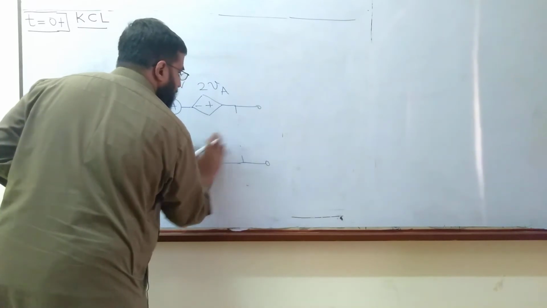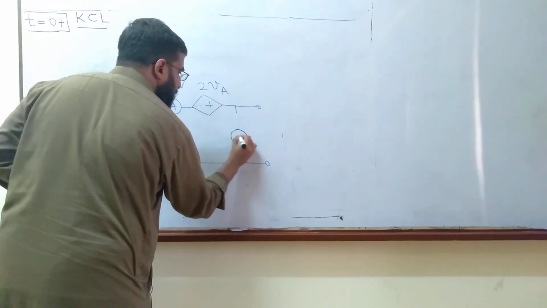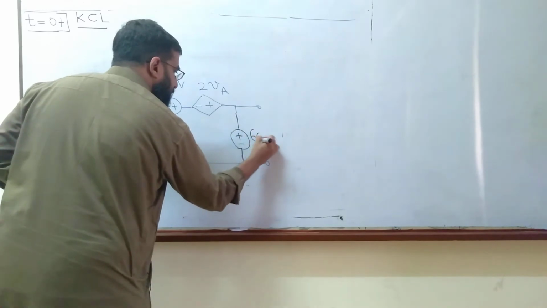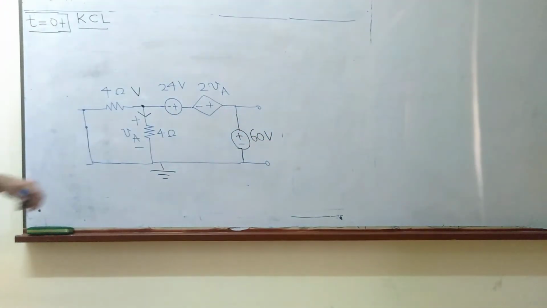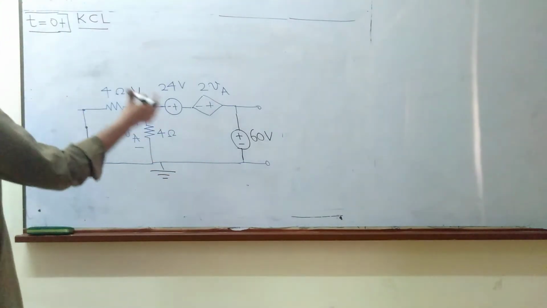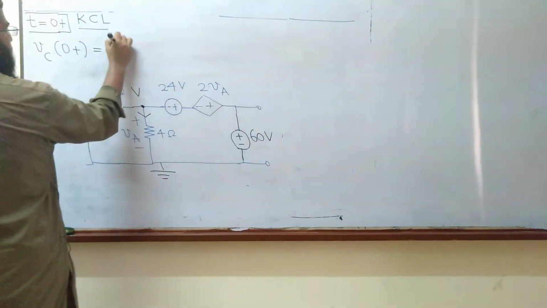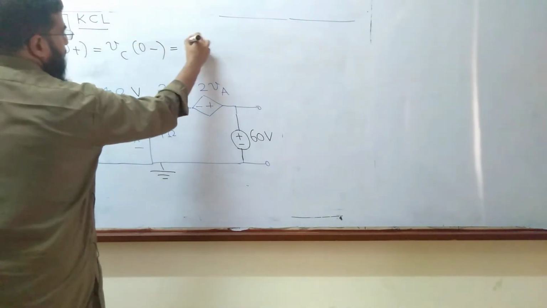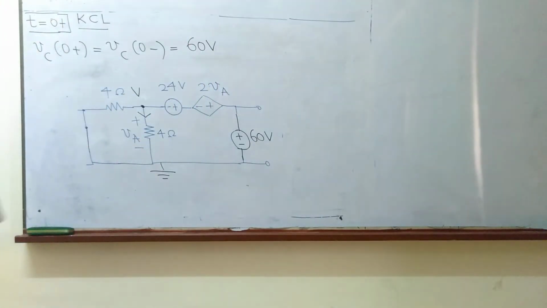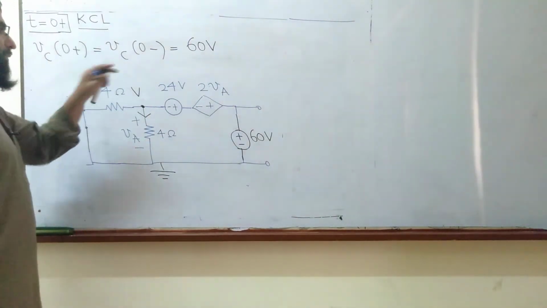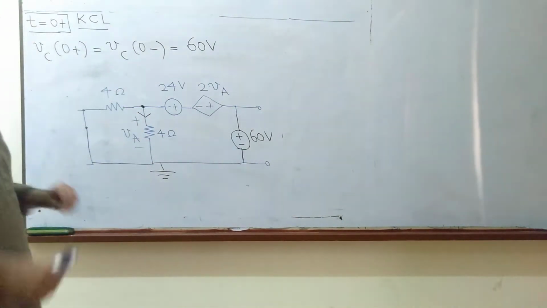And this capacitor is replaced with a temporary voltage source having magnitude 60 volts. So Vc at 0 plus is the same as it was at 0 minus. This is 60 volts because we already know that the voltage across a capacitor cannot change suddenly. Therefore, the voltage across the capacitor remains the same at time t is equal to 0 plus as it was at time t is equal to 0 minus.